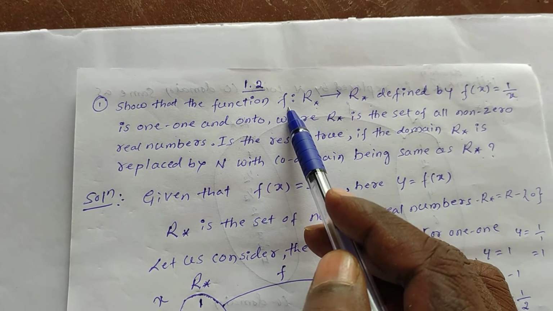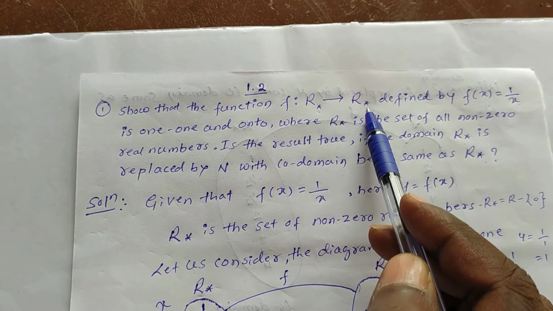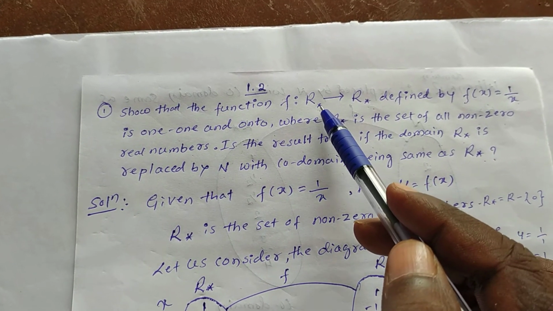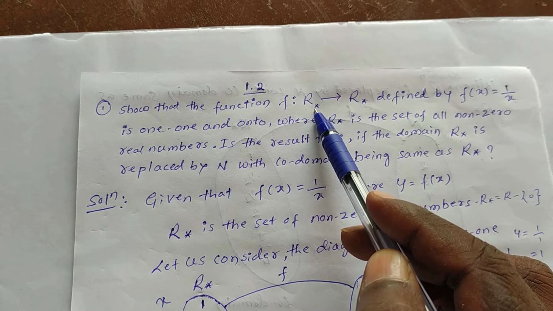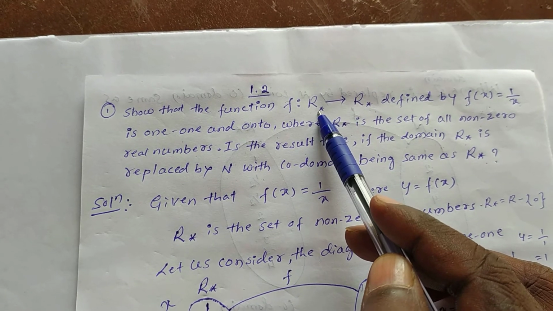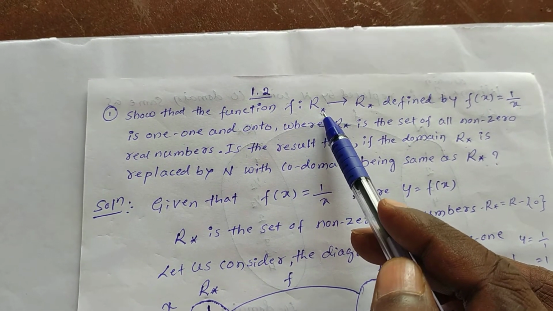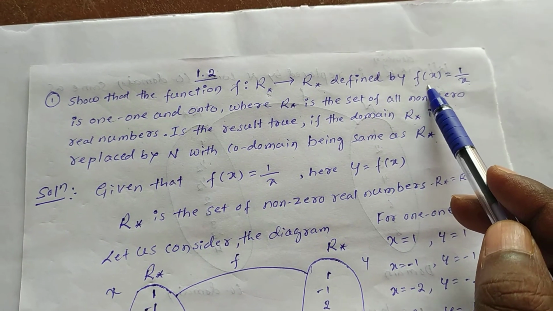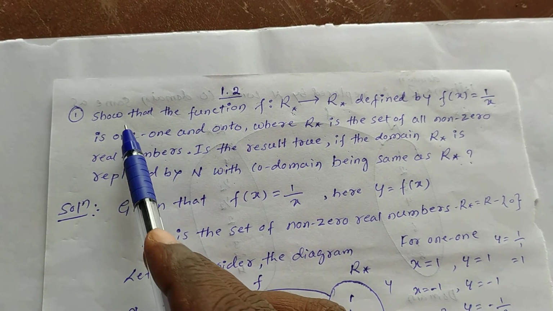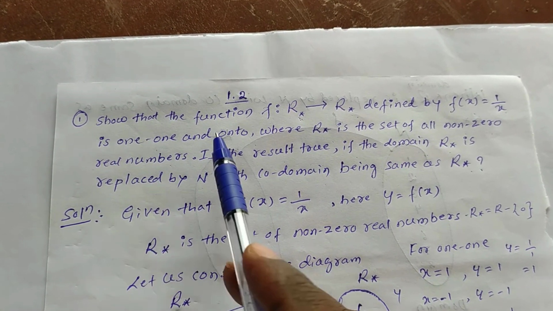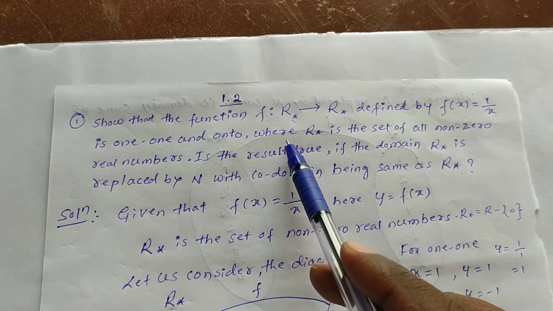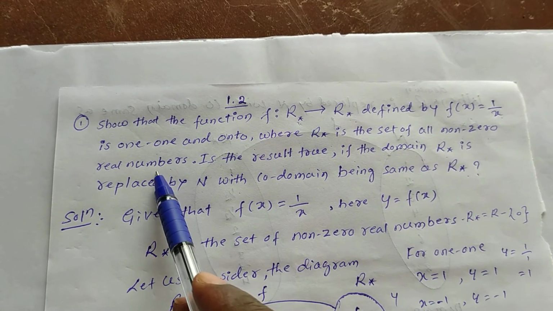Here they have given the function from R star to R star. Here R star is the non-zero real numbers, meaning in R star there is no zero, but the rest of the elements exist there except 0. All the numbers exist in R star. R star is nothing but the set of non-zero real numbers, and they have given the function f of x equals 1 by x, meaning y equals 1 by x, and they asked to show that the function is one-one and onto. We have to prove that F is one-one and onto, where R star is the set of all non-zero real numbers.